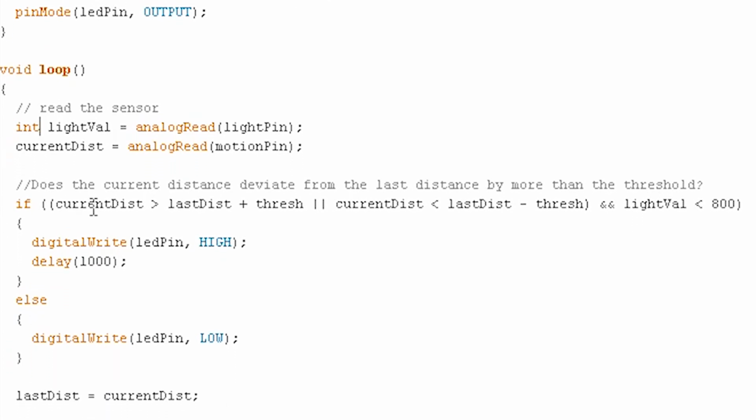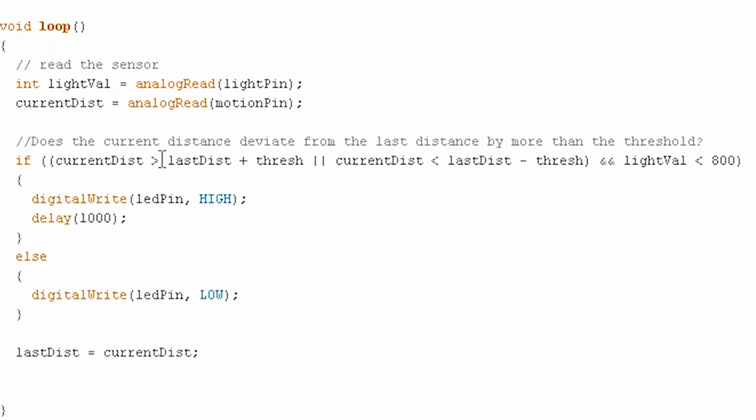So this if statement will check if the threshold has been exceeded and if the light value is less than a value of 800. So how are we doing that? Let's break it down. There's two parts here, the part in this set of parentheses and the part checking for the light value. Those two parts are separated by a double ampersand, which is a logic AND. That means if both the contents of this parentheses are true and this is true right here, then we'll execute the if statement, which turns the LED on for 1 second.